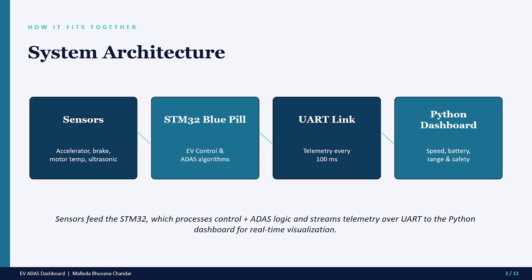The complete system has four stages. First are the sensors, which provide input such as accelerator position, brake position, motor temperature, and obstacle distance. These inputs are sent to the STM32 Bluepill. The EV control module calculates speed, torque, battery SOC, and remaining range, while the ADAS module checks the collision warning, blind spots, and parking assistance. After processing, the STM32 sends telemetry through UART at 115,200 baud. Finally, the Python dashboard receives the UART data and displays speed, battery level, obstacle distance, alarms, and faults in real time.